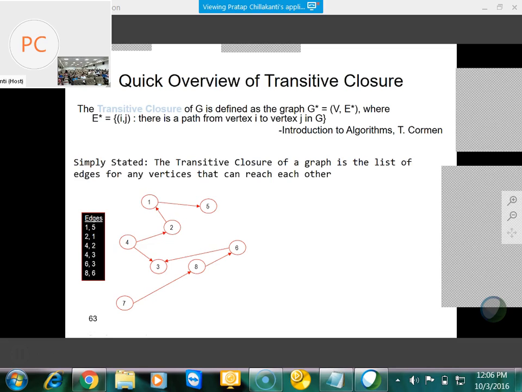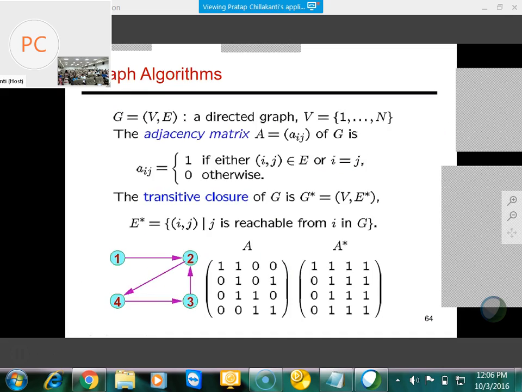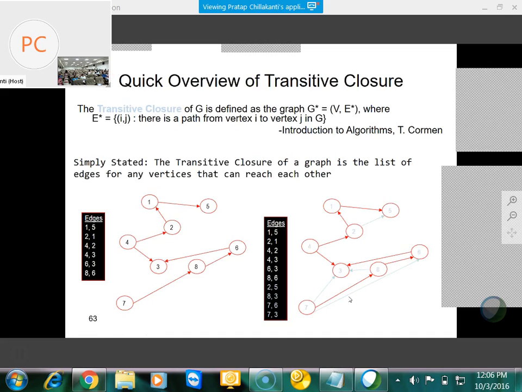If you look at the graph here on the right, the numbers are the same there. I did not make them black again. It's the same figure, but now you can see some new things got added here. For example, you are able to reach from 7 to 3. How are you able to reach from 7 to 3? See that light line there?